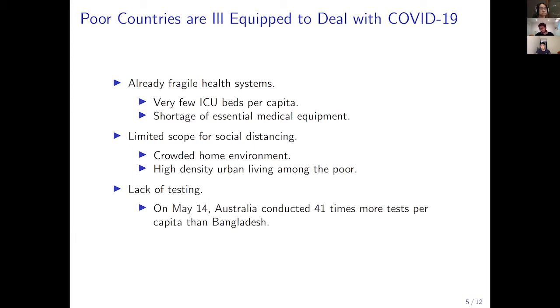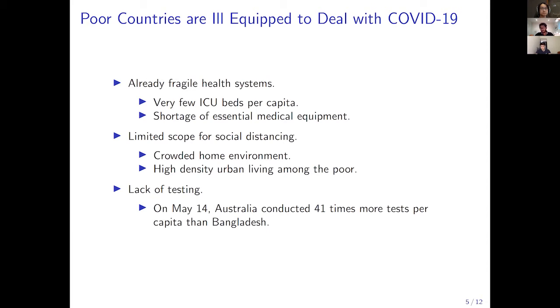And lastly, the third challenge that developing countries face is that they don't have enough testing kits and therefore are not conducting enough tests. So on May 14, Australia conducted 41 times as many tests per capita as Bangladesh. Okay, and that gives you a sense of this difference in scale in terms of testing capacity.